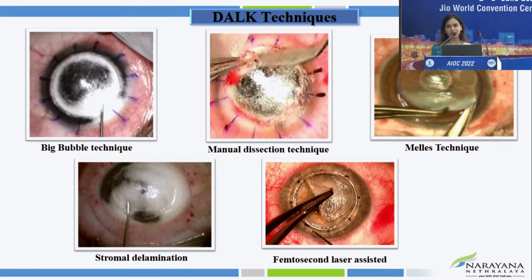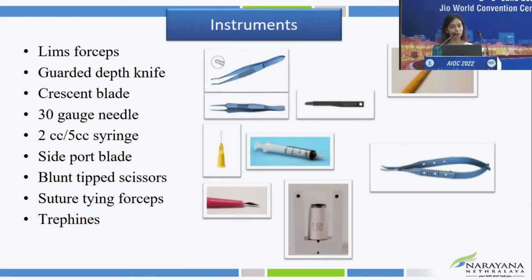So there are various techniques, and the most common and popular being the big bubble, but over time we've realized that a lot of manual dissection is our fallback method or the first method of choice for this surgery, and we'll be going over a few.